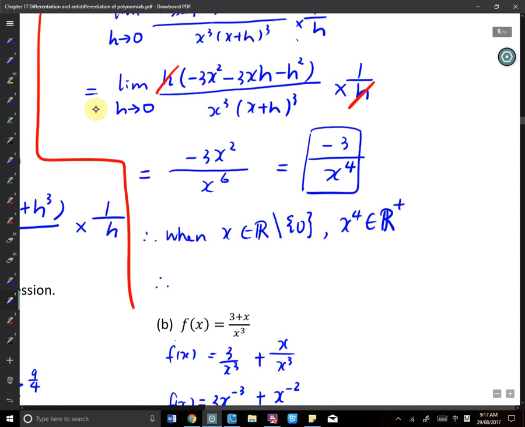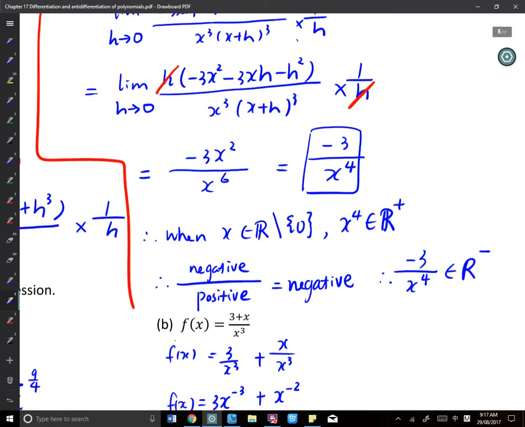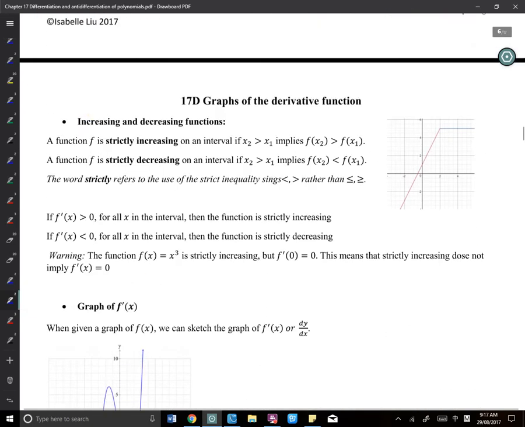So negative divided by positive equals negative. So minus 3 over x to the power of 4 belongs to R minus. So it's always negative. Okay, that's a little bit of explanation. That's it. So we finished exercises B and C today. Thursday we'll go through D. Okay, some cool graphs.